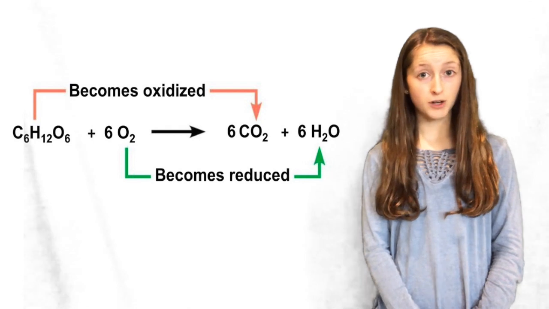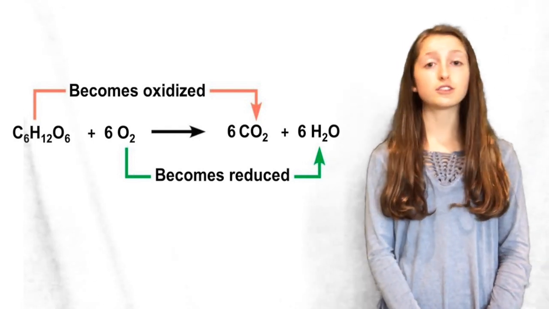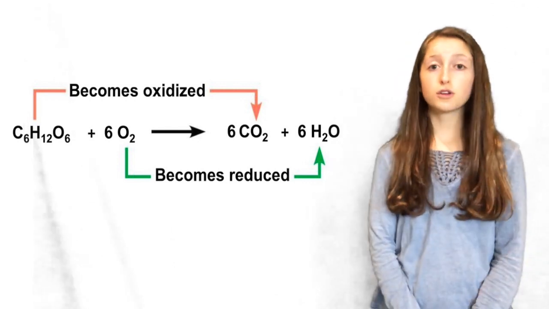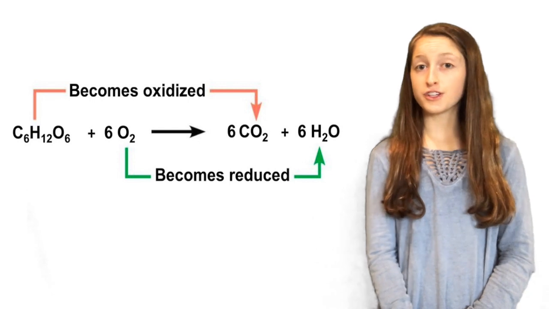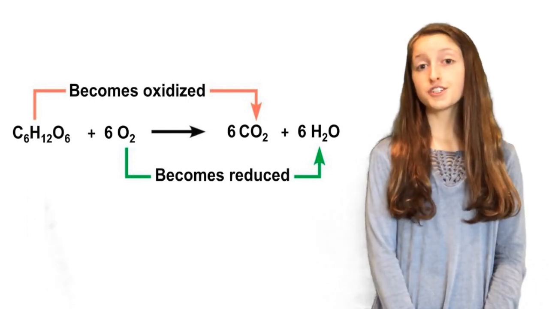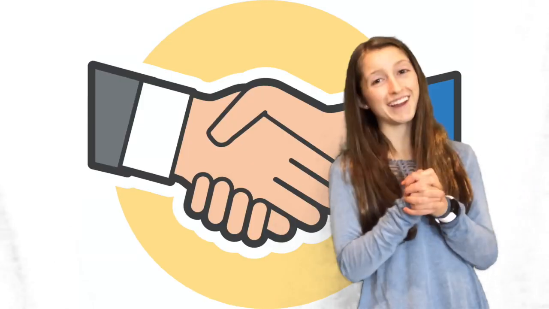During cellular respiration, the energy in a glucose molecule is harvested by oxidizing the glucose to carbon dioxide. Glucose loses electrons and hydrogen. Meanwhile, oxygen is reduced to water. Oxygen gains electrons and hydrogen. Remember, oxidation and reduction always go hand in hand.